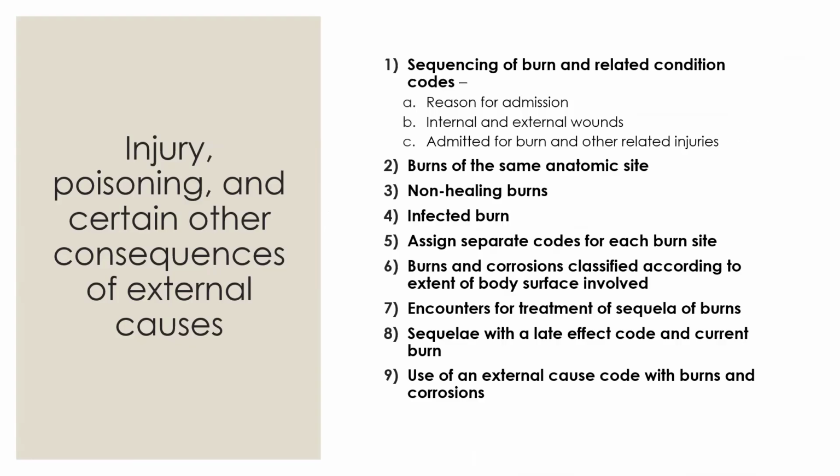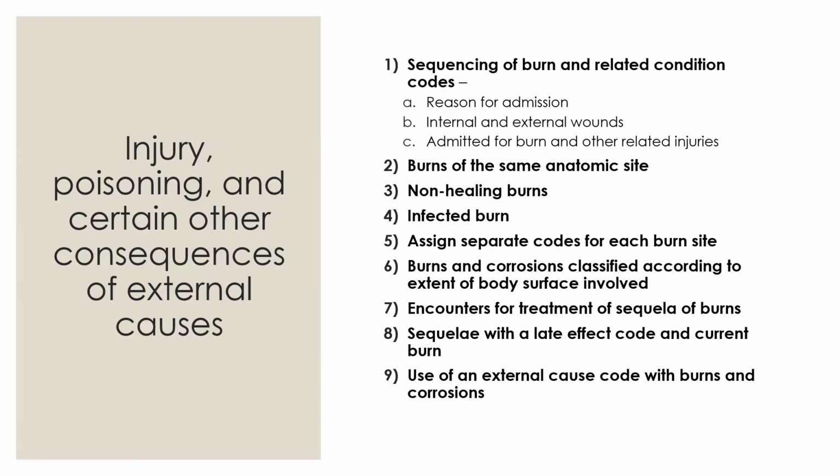Assign separate codes for each burn site. When coding burns, assign a separate code for each burn site. Category T30, burn and corrosion, body region, unspecified, is extremely vague and should be used rarely. Okay, rarely use that only when you have no way to query your provider. Codes for burns of multiple sites should only be assigned when the medical record documentation does not specify the individual sites.